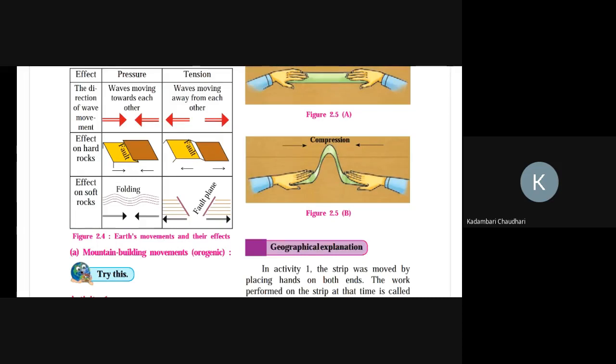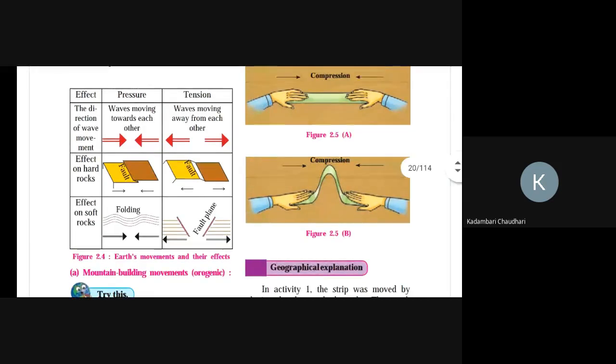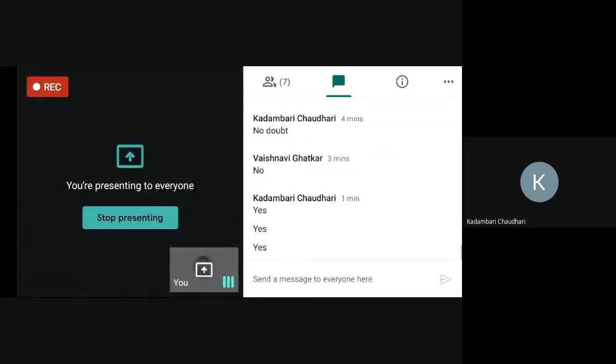Earth's movement and their effect. Do you understand the difference between this? What is tension actually and what is pressure?